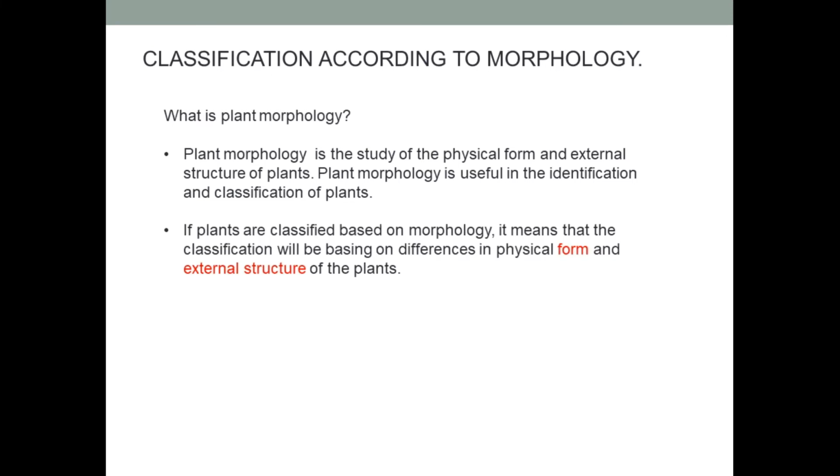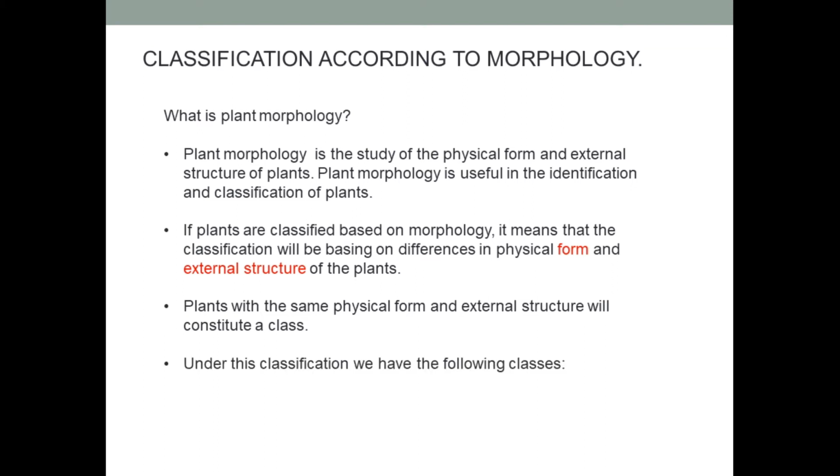If plants are classified based on morphology, it means that the classification will be based on differences in the physical form and also external structure. Plants with the same physical form and external structure will constitute a class. So if plants have the same type of leaves, for example, if plants are broad-leaved, they will constitute a class. If plants are narrow-leaved, they will constitute a class. And under this classification, we have the following classes.